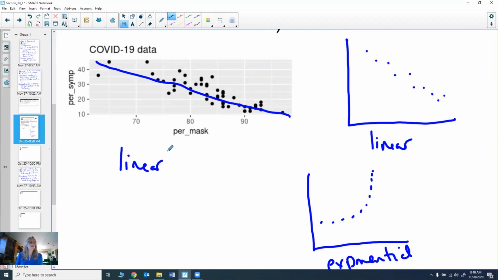And so what I want to do is be able to talk about what is that line that kind of maps these. Because what I'd like to be able to do is say, here's a value and predict another value from it. So I'd like to be able to give you an X value and predict the Y value. I'd like to give you the percent of people who wear masks and predict the percent that actually know people with symptoms. So I want to be able to come up with this equation.